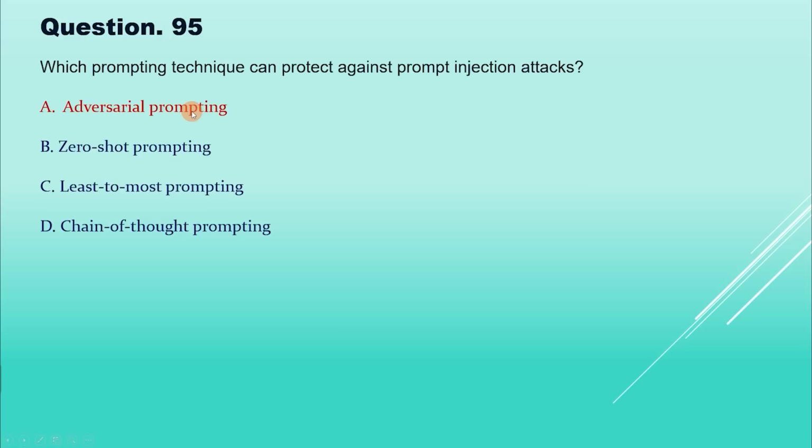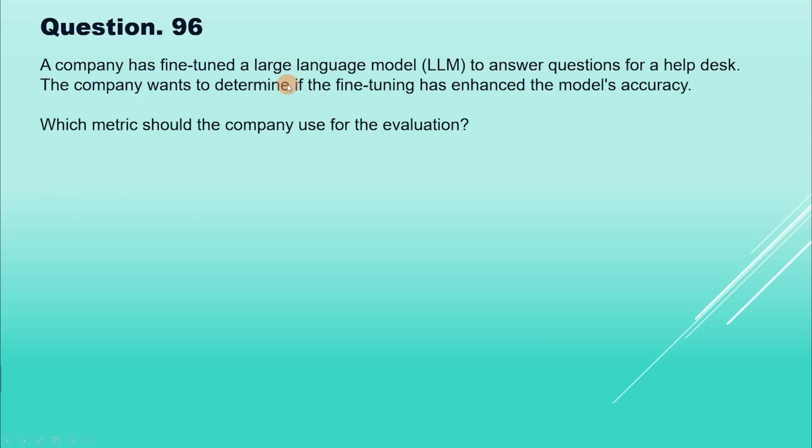Now question number 96. A company has fine-tuned a large language model to answer questions for a help desk. The company wants to determine if the fine-tuning has enhanced the model's accuracy. Which metric should the company use for the evaluation? Here are the options. Option A, precision. Option B, time to first token. Option C, F1 score. Option D, word error rate. Take your time to guess the correct answer.